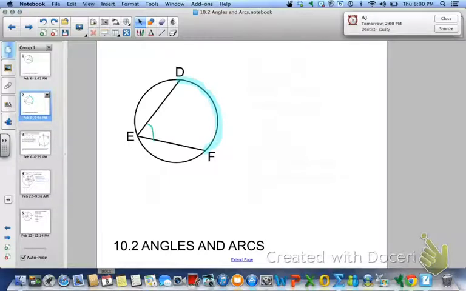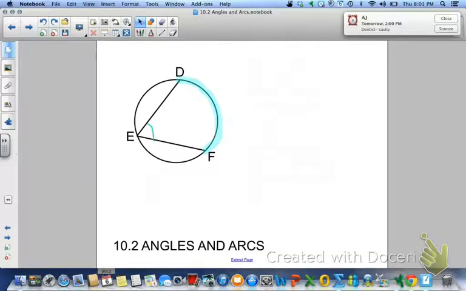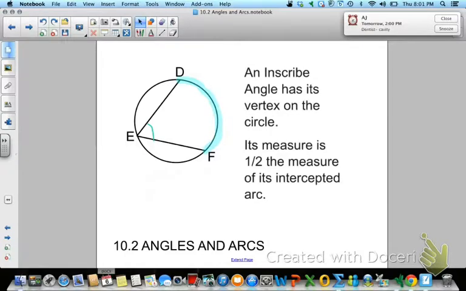Now, this type of angle we're looking at is called an inscribed angle. And an inscribed angle has its vertex actually on the circle. So here's the vertex E. We're actually looking at this angle DEF. And then we're looking at this arc right here, DF. Now, this inscribed angle actually has a measure that's 1/2 the measure of the intercepted arc, DF.